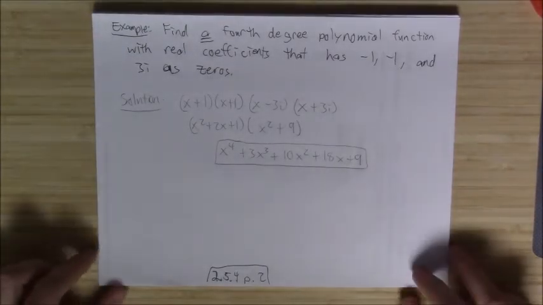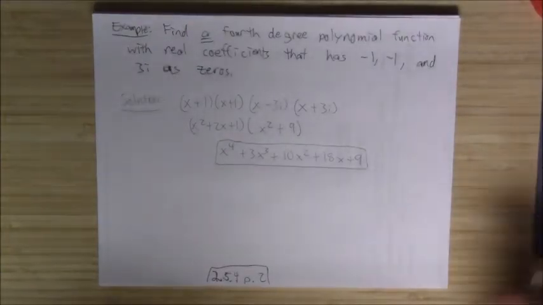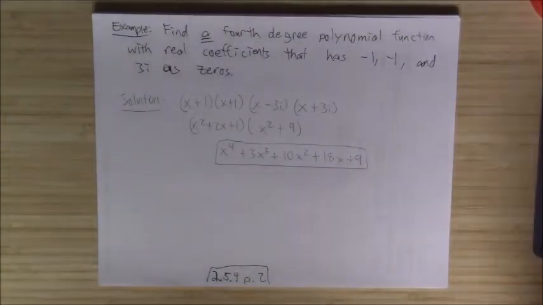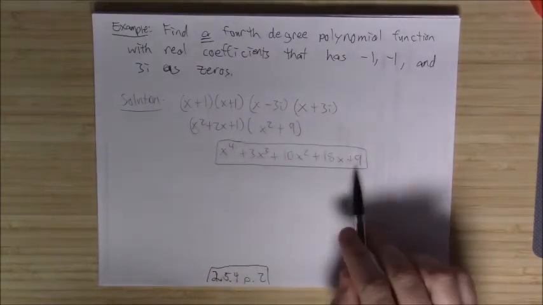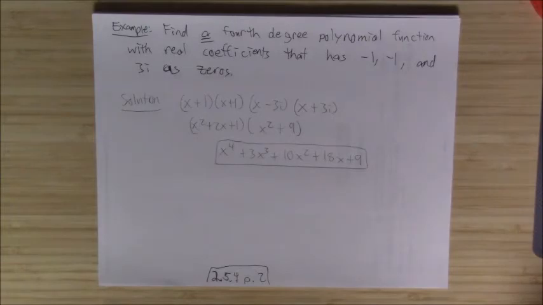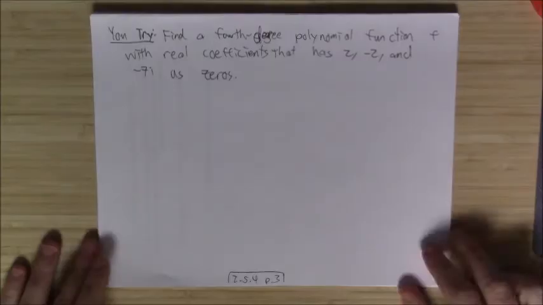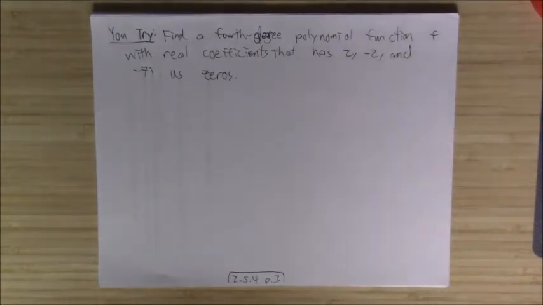Of course, before we move on, it's important to realize that it said a fourth degree polynomial. What would be another one? Well, we can multiply this by any constant and we would still get another fourth degree polynomial function with real coefficients, right? As long as what we multiplied by was a real number. So now it's time to have you try an example. Go ahead and find a fourth degree polynomial function f with real coefficients that has 2, -2, and -7i as zeros. On the count of 3, I'll reveal a solution.